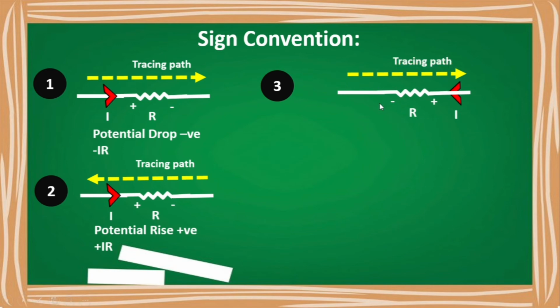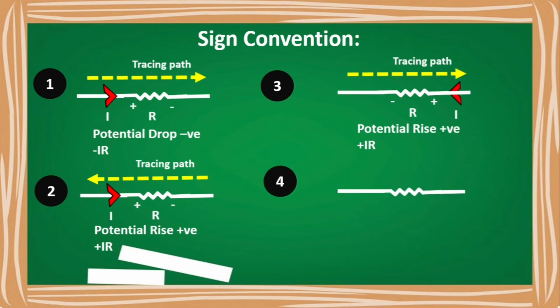So now I am undergoing this position where the negative polarity comes first, that is lower potential, and afterwards comes the positive polarity, that means the higher potential. That means now there is a change in potential from lower to higher, so we can say this is a rise, so we write it as plus IR.